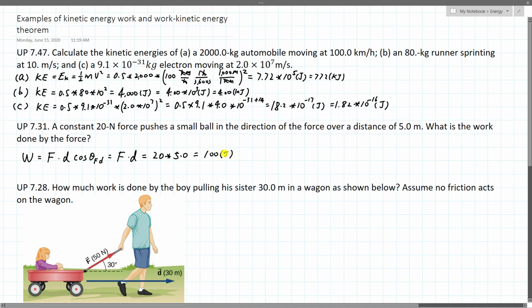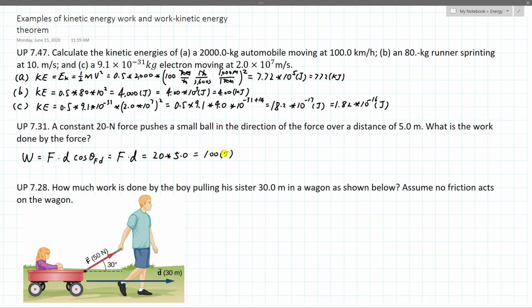This is 731. This one is very simple, just one force, and it's work done. The force times its displacement. So let's move on to the next one.